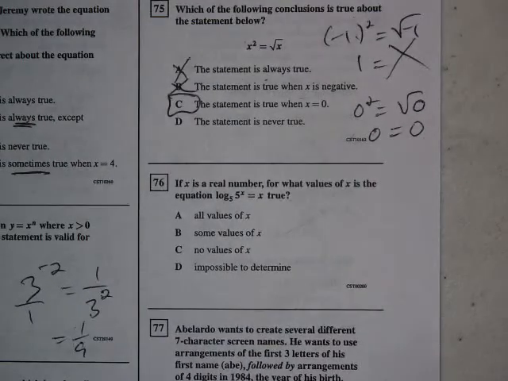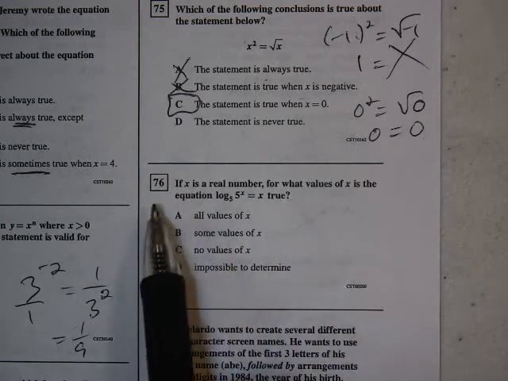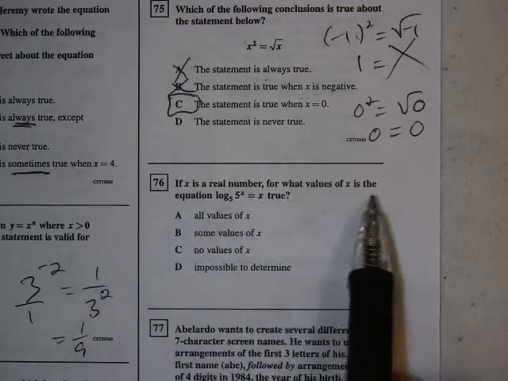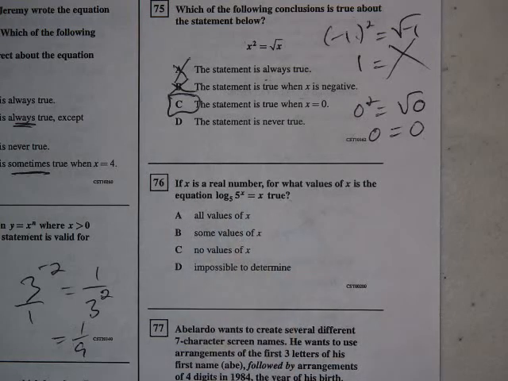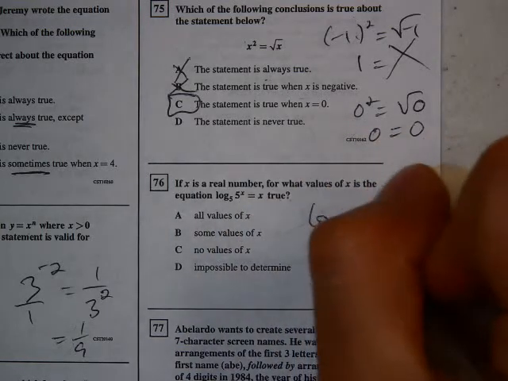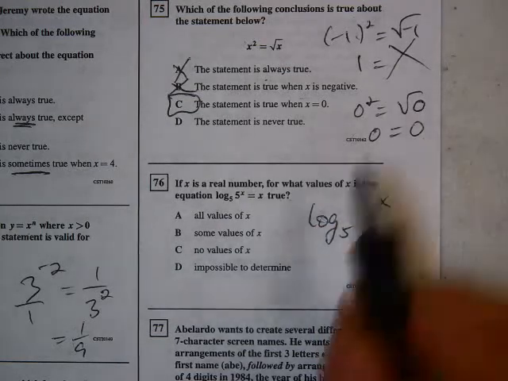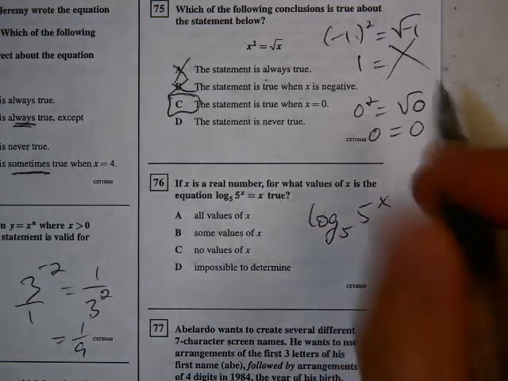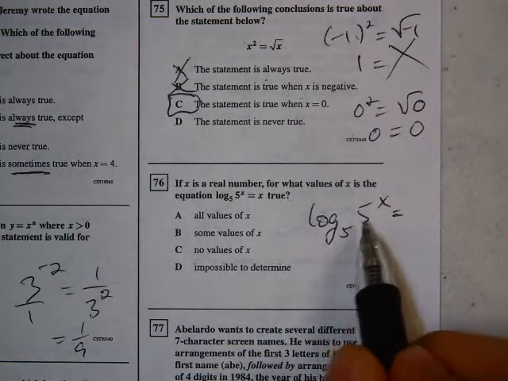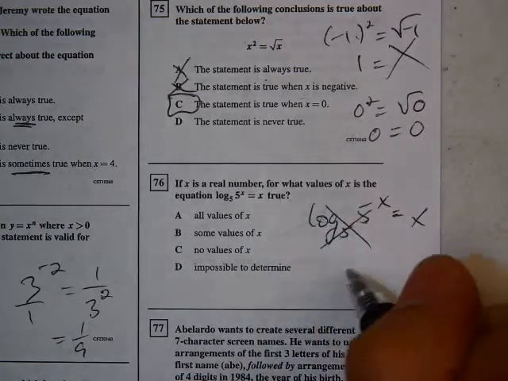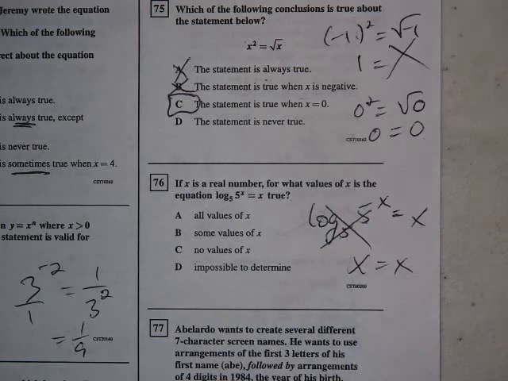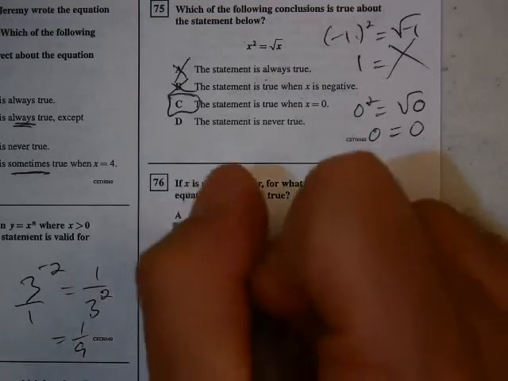The last one, number 76, for this video anyway. If x is a real number, for what values of x is the equation log base 5 of 5 to the x equal to x true? All they're looking to see that you know is the fact that when you have the log base 5 with this 5, when these match, these are going to cancel. So these are with x equals x, which means that this is going to be true for all values of x. Since that rule works, 76, our answer is A.